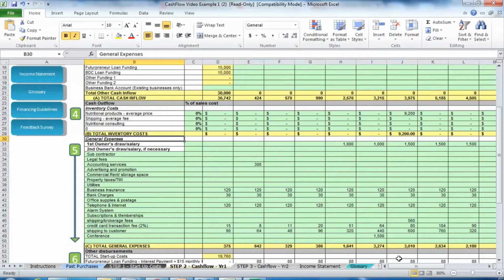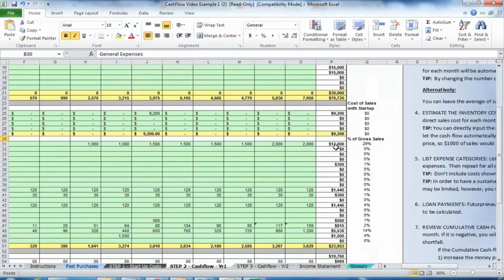You can also notice that if you go across your template here, at the other end of the spectrum, you can see that it adds up how much each expense is worth. So business insurance, $1,440. It's a good way to see what your expenses are for the year. In this particular example, their first year expense for owner's draw is $12,000.